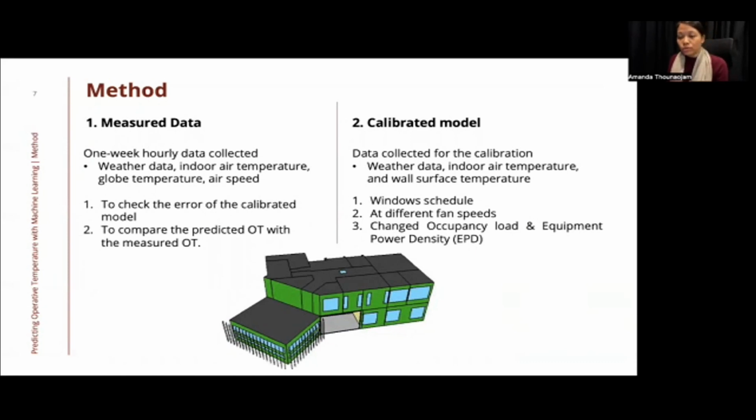The calibrated model was used to generate different training data sets. Weather station data, indoor air temperature, and wall surface temperature were collected to actually calibrate the model. The model was used to generate several annual data sets to be used for training and testing the machine learning algorithm. So to generate data sets, different scenarios were simulated for an entire year with the calibrated model. We simulated about 10 different scenarios, which included changing window schedule, fan speeds, occupancy load, and equipment load.